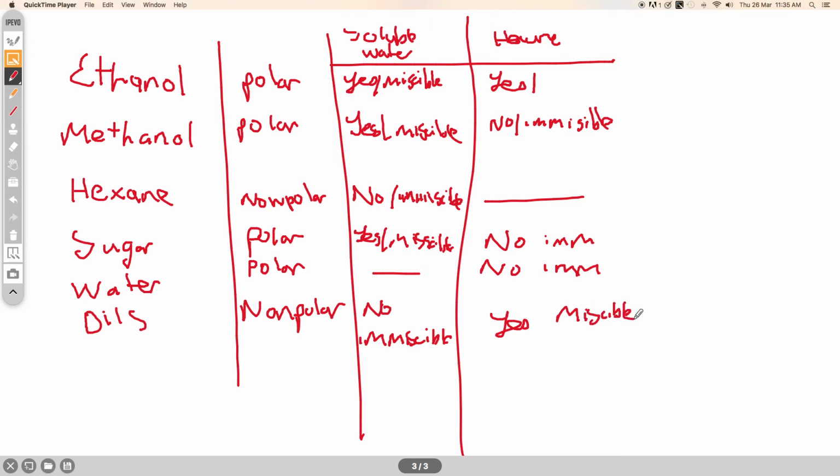So the question is, why does this happen? If you look at that, we've got a polar solvent here, a non-polar solvent there. And if you look at this, the polar solutes are dissolving in the polar solvents, and the non-polar solutes are dissolving in the non-polar solvents. And this leads us to this idea of likes dissolve likes. This is the rule of solubility, really, if you can understand that.